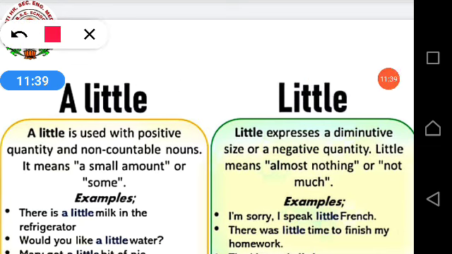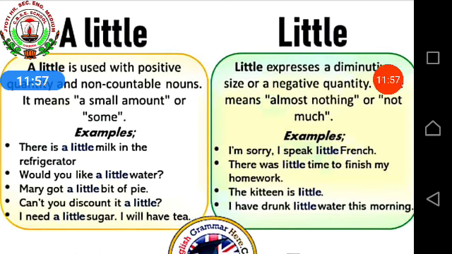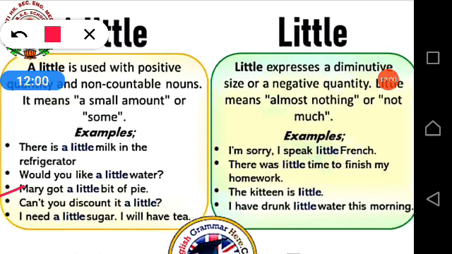Okay, an example is also given over here. It means a small amount or some. It's known as a little. So for example, there is a little milk in the refrigerator. Would you like a little water? So all these are the examples. Mary got a little bit of pie. Can't you discount it a little? I need a little sugar. I will have tea. Here you see can't is given, but it doesn't mean it is negative. The sense comes as positive.